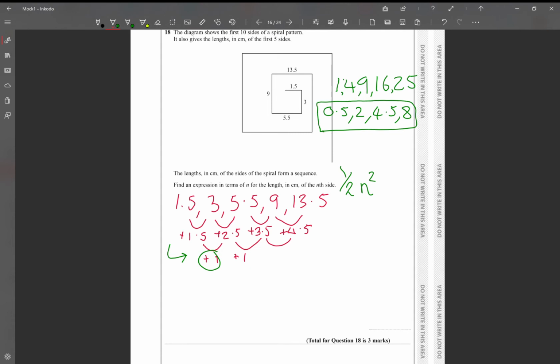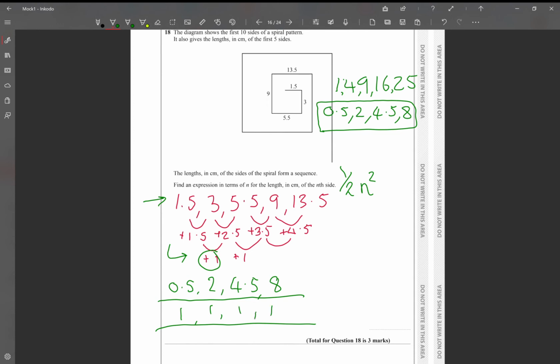half n squared sequence. And what we want to do, we want to take that away from our original sequence. This is our original sequence, and we're going to minus our half n squared sequence. So if I just underneath write our half n squared sequence under here, 2, 4.5, 8. So we do 1.5 minus 0.5, which gives us 1. And then 3 minus 2 also gives us 1. 5.5 minus 4.5 gives us 1. And then the next one is 1.